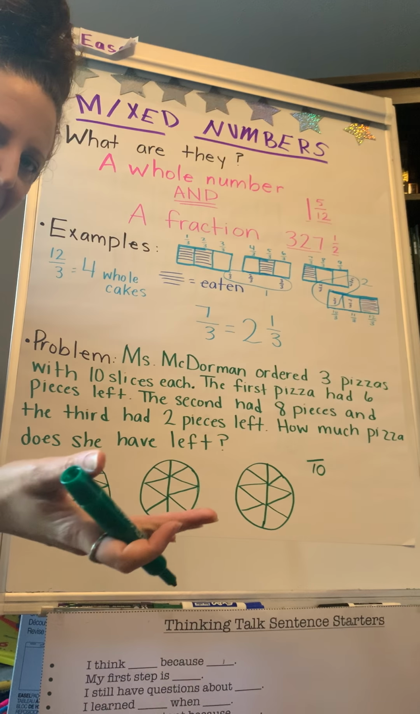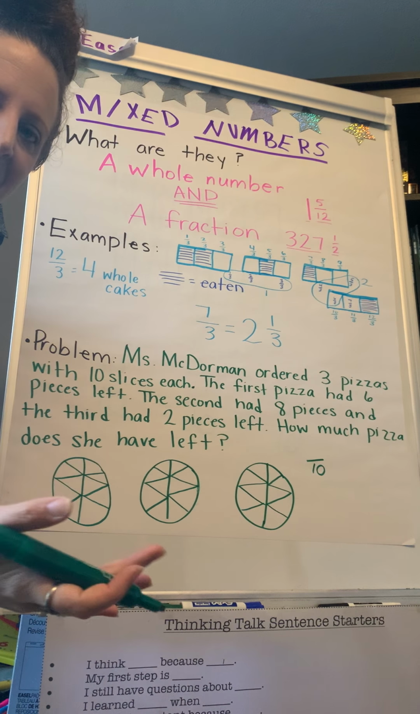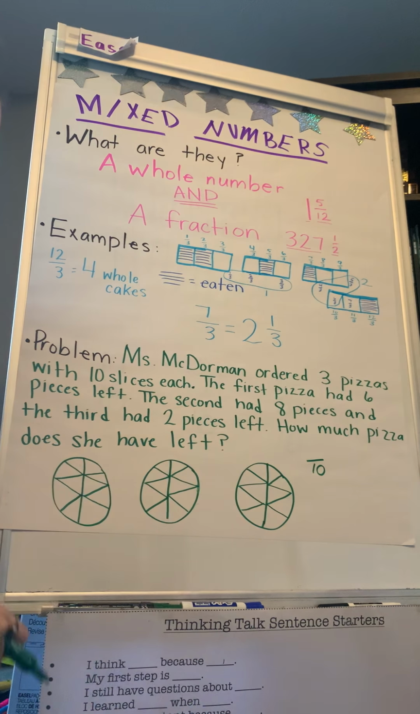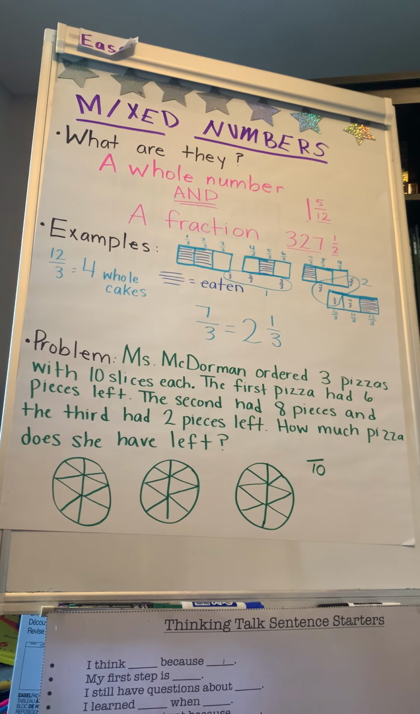Again, this is why we changed it into mixed numbers. Nobody wants to say 30 tenths. 30 tenths means 3 whole pizzas. It's much easier to say 3 whole than 30 tenths. So let's look at how much of our pizza we have left.